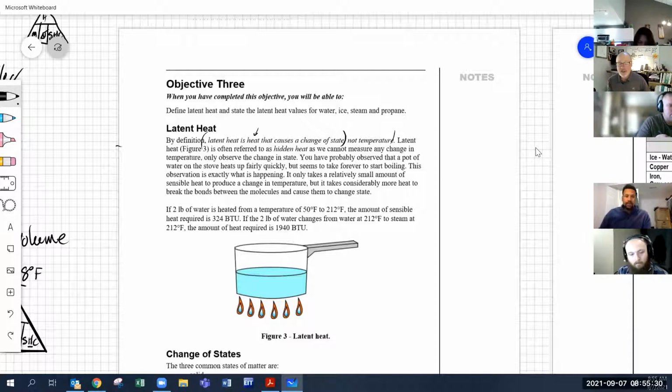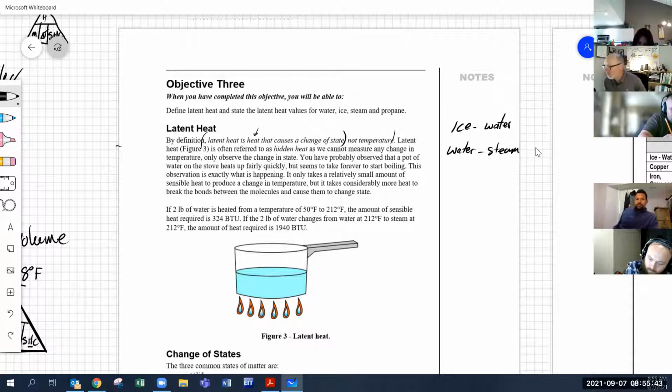Now listen, we have ice to water, which is one change of state. Water to steam is another change of state. If we're talking about propane gas, we go from liquid to vapor, which is a change of state. So the state has to change. And we know the three states of matter: solid, liquid, gas, right?